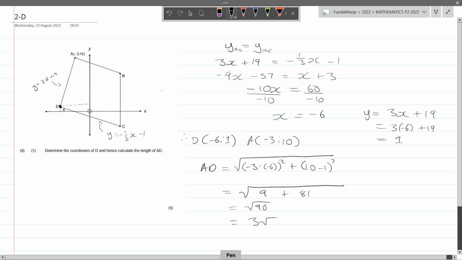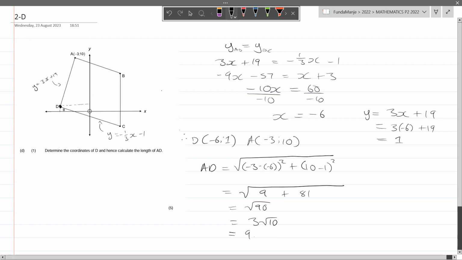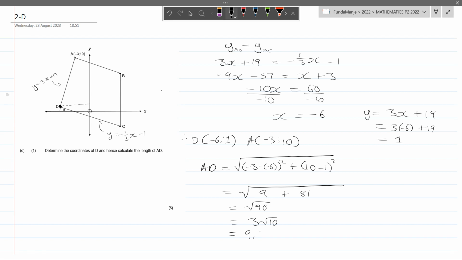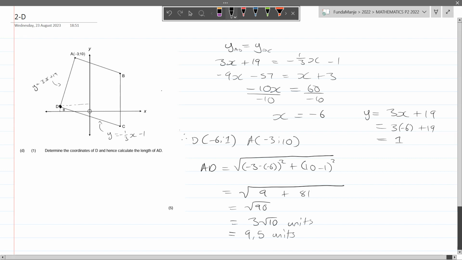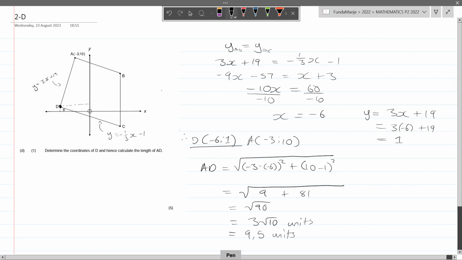And then I advise that you leave your answer like this unless your teacher asks otherwise. Then you can convert that into a decimal to get 9.5 units. Don't forget the units. Then that is it for this question. You have gotten your coordinates and you also have the length, so 5 marks.